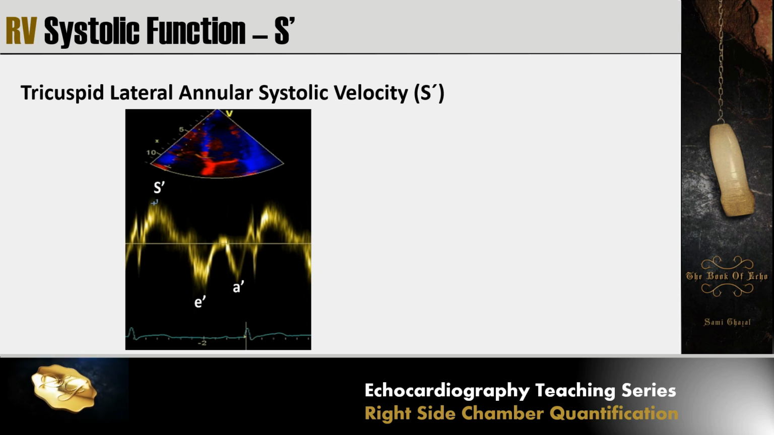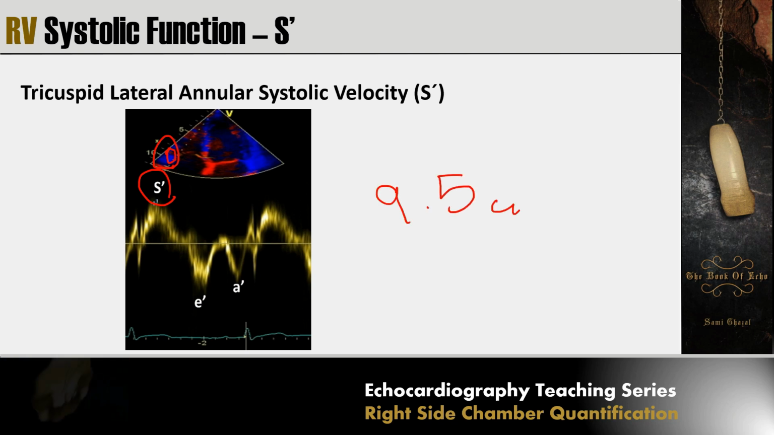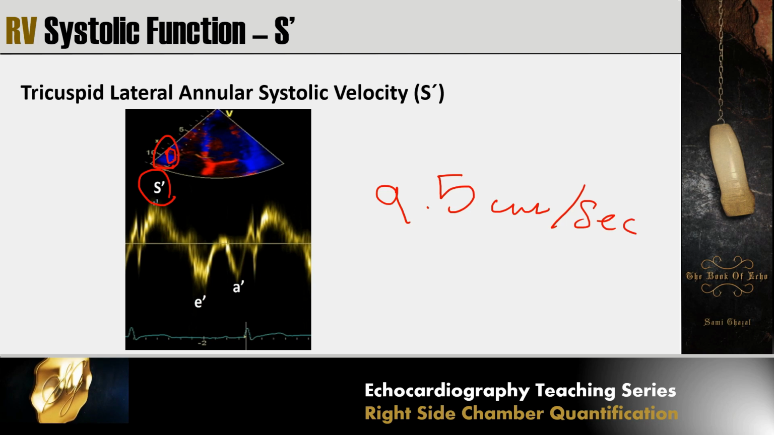We can also estimate the RV systolic function by utilizing the tissue Doppler and measuring this lateral annular systolic velocity. So we put our sample volume here in the lateral annulus of the tricuspid, and we measure S prime, which is the systolic velocity. The normal is 9.5 and more centimeters per second.